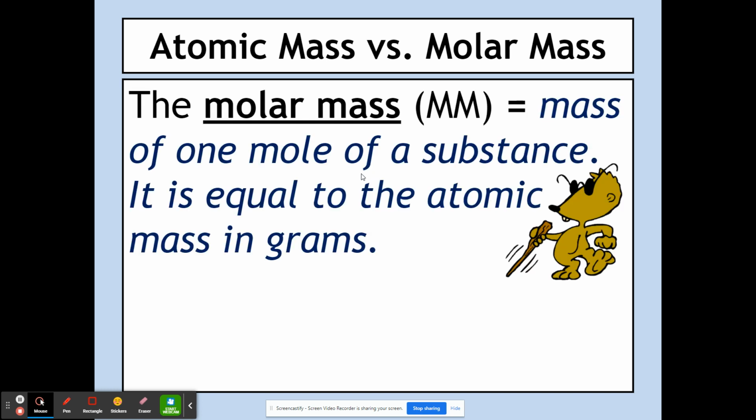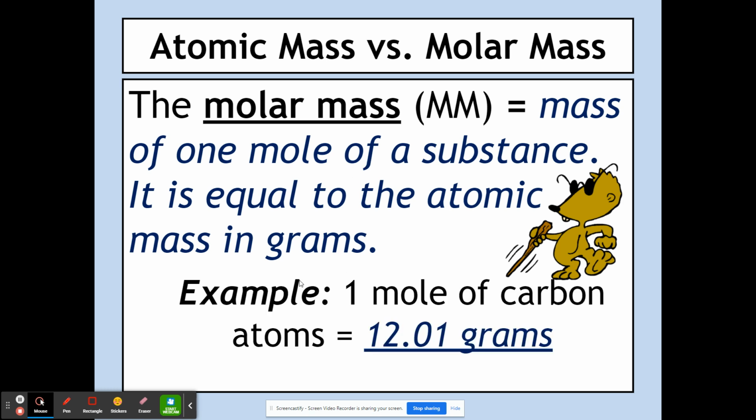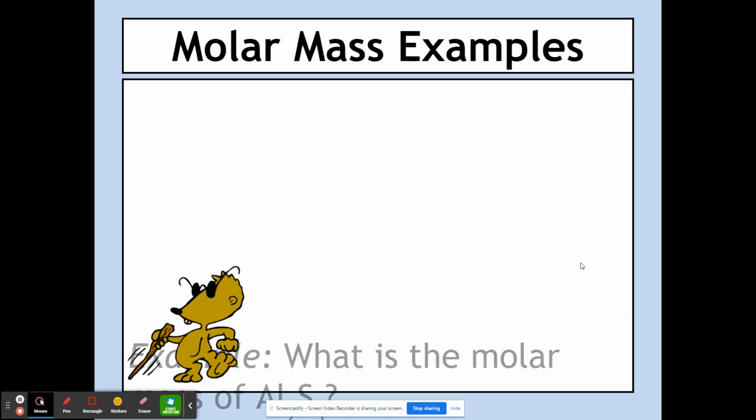The molar mass, we again look at the periodic table. The molar mass is the mass of 1 mole of a substance. It is equal to the atomic mass in grams. So any of the elements on the periodic table, 1 mole is equal to that many grams. Whatever the atomic mass is at the bottom. For carbon, it's 12.01. For oxygen, it's 15.994. Whatever is at the bottom, 1 mole of that is equal to that number of grams.